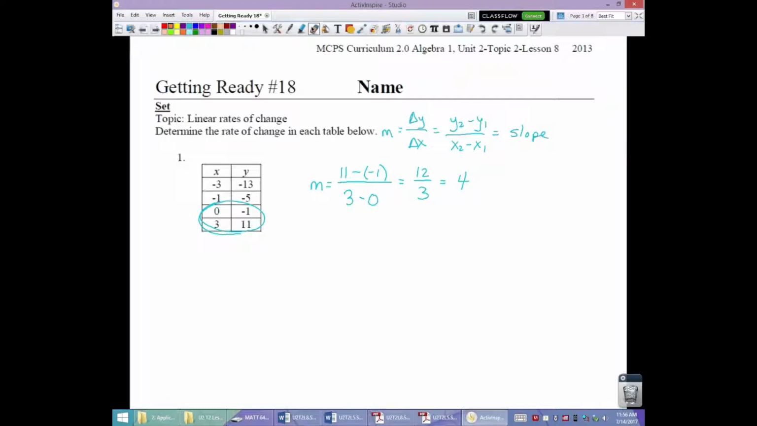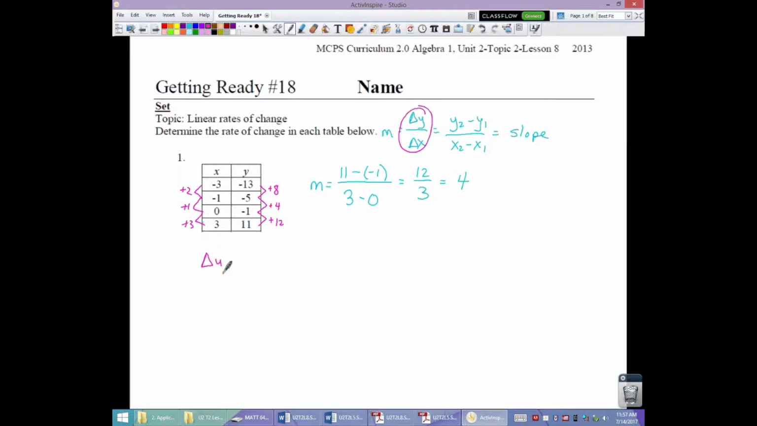Now, that is not the only way to do this. We also, and it's really the same thing, but we've talked about this in the form of delta y over delta x. So let me refresh your memory what we mean by that. The delta y is the change in y. So if I just looked at these and said, okay, from negative 13 up to negative 5 goes up 8. Negative 5 up to negative 1 is up 4. And then negative 1 to 11 is up 12. Now, none of those seem to be a constant pattern, but that's because we don't have a constant change in the x column either. But let's compare negative 3 to negative 1 goes up 2. Negative 1 to 0 goes up 1. And 0 to 3 goes up 3.